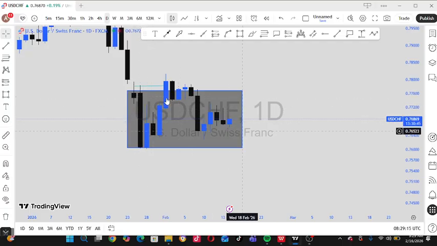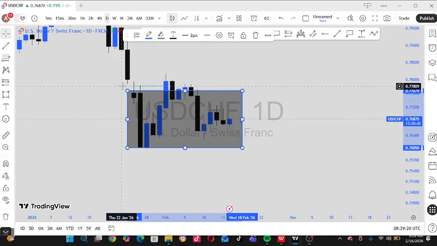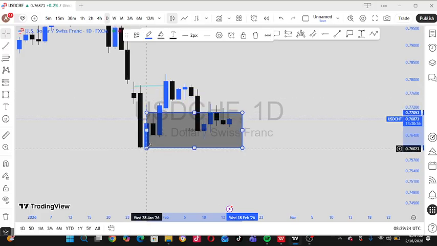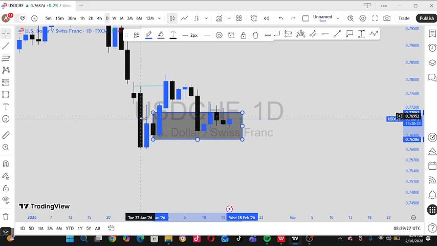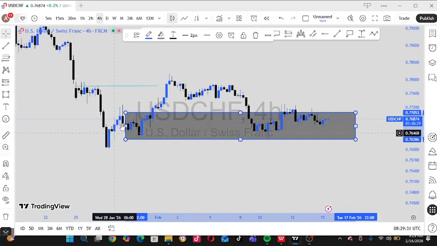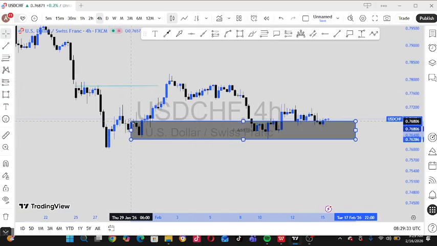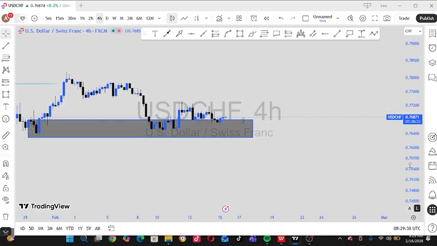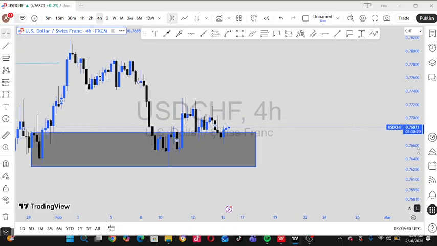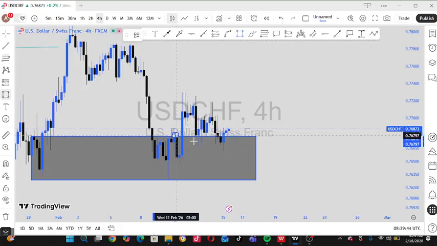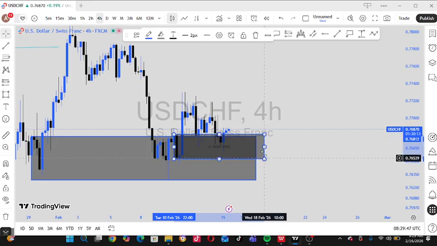So now we call it what? Demand zone, which market is inside the demand zone. And we can still say we want to refine it to this level, which market is still inside this demand zone. So let's go to our 4 hours to refine it very well. On our 4 hours, we have this as our demand zone, which market is inside the demand zone. After market mitigates this demand zone, we have another demand here, which market is inside already.